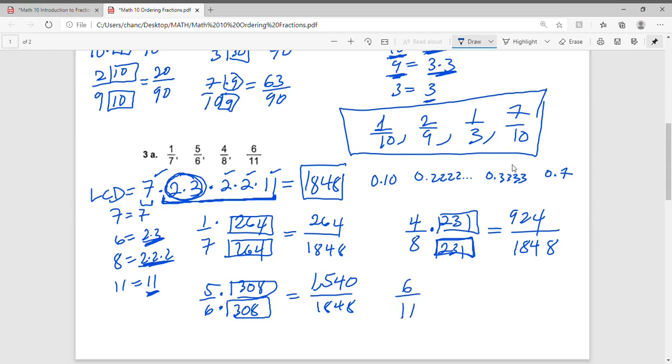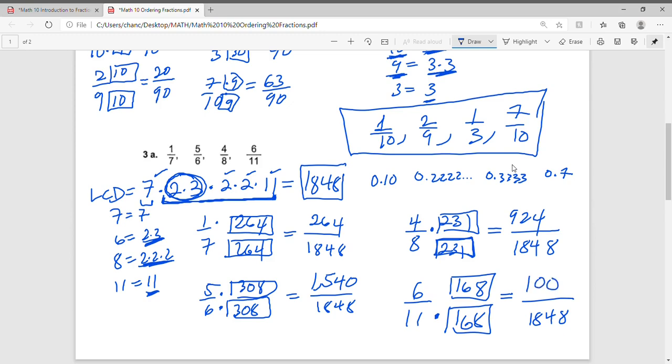6 over 11, I need to figure out what I need to multiply to the top and to the bottom so my denominator is 1,848. We can use our calculator to divide 1,848 by 11, and I get 168. 168 is the number we need to multiply by 11 to get 1,848. So we'll use that on the top, and that gives me 1,008.